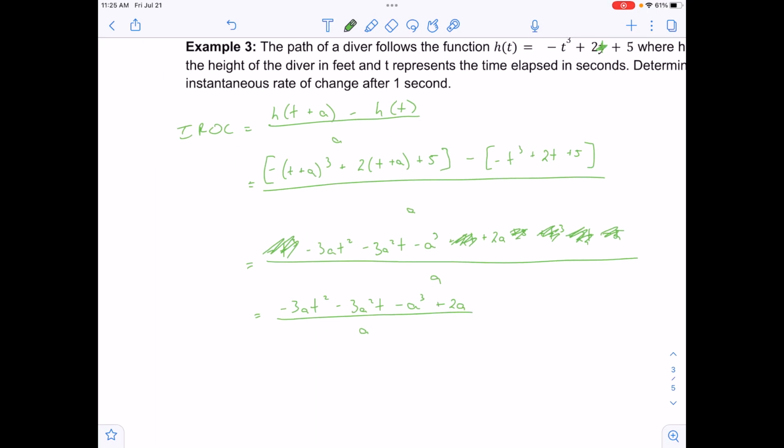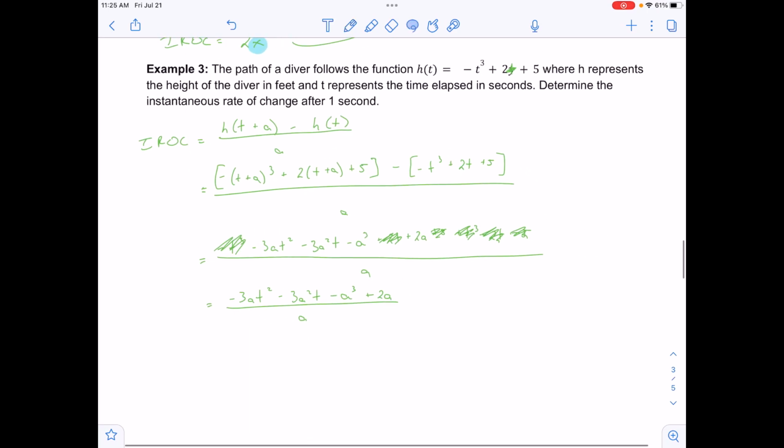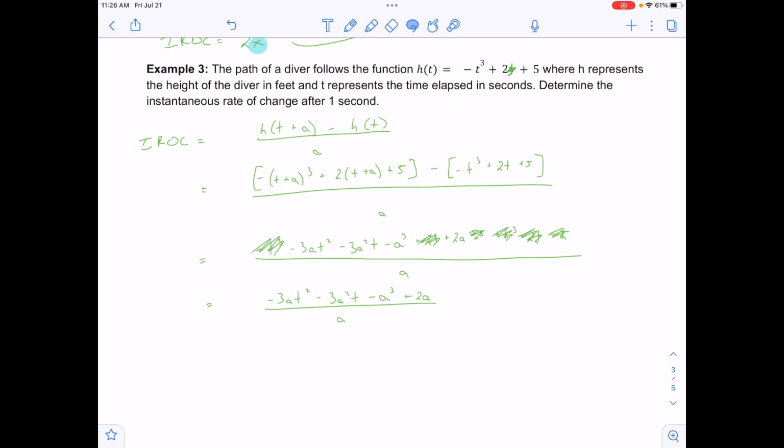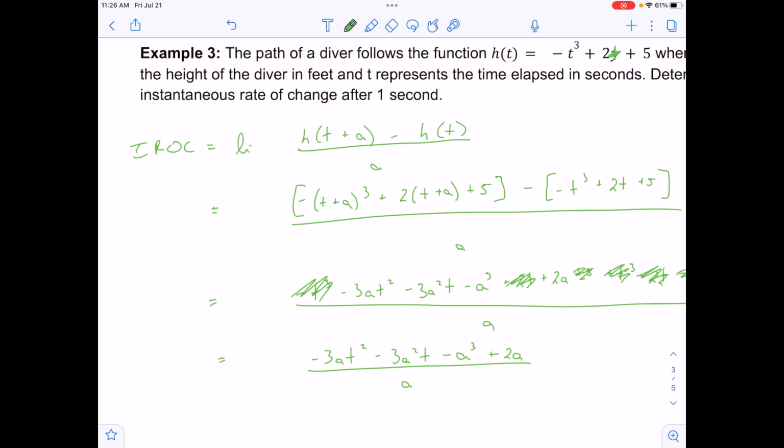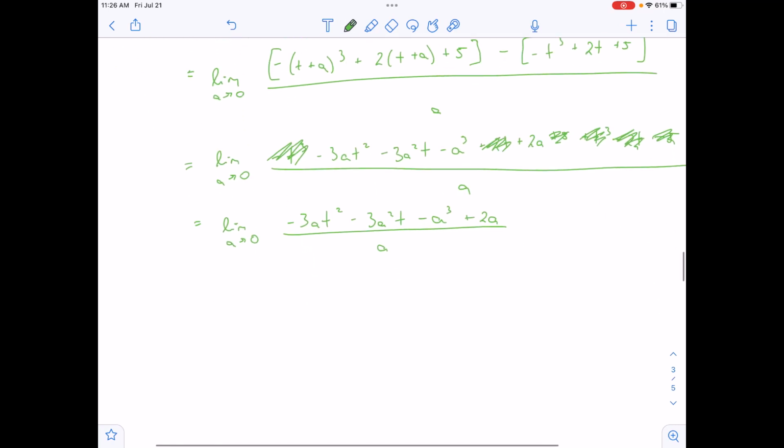And I've just realized I've forgotten something here. I've forgotten to add that limit, because we want to be taking this as a is approaching 0. So I'm going to add that to every line here: as a approaches 0, as a approaches 0, and as a approaches 0. Okay, now we're good. Let's factor out that a from all of those terms.